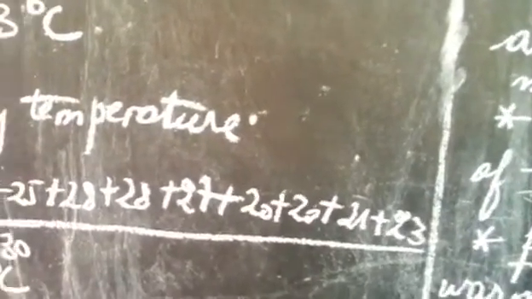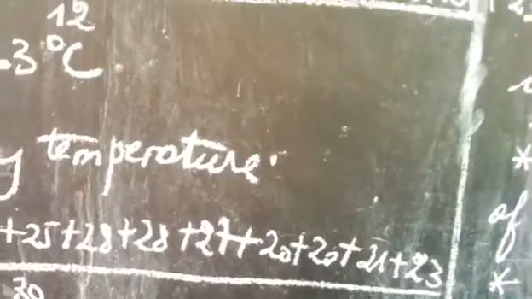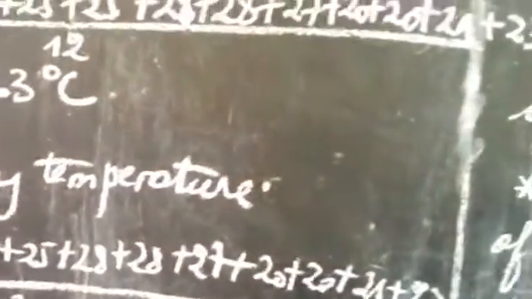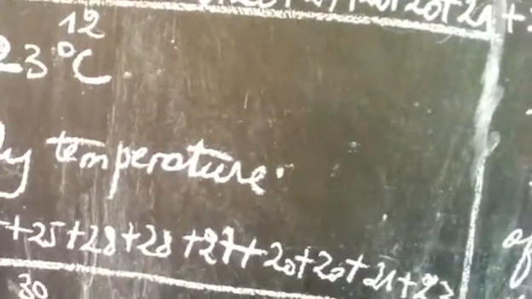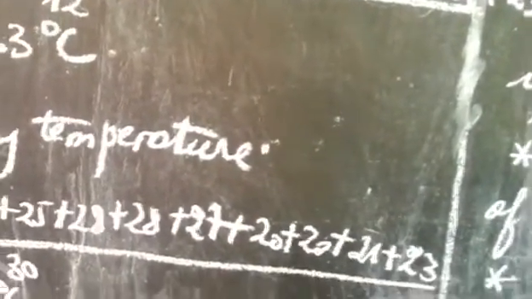And remember, the measurement unit of temperature is degrees Celsius. Don't forget to mention or to write degrees Celsius. Let's go to mean monthly temperature.